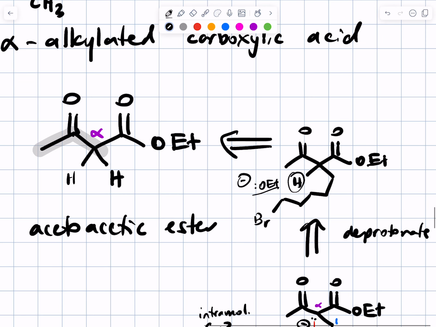Now, what do we do here? What do we need to do to this starting material to get to this product? You first deprotonate with NaOEt, and then what is the alkyl halide that I'm going to use? Yes, 1, 2, 3, 4. Oh, did I lose a carbon?